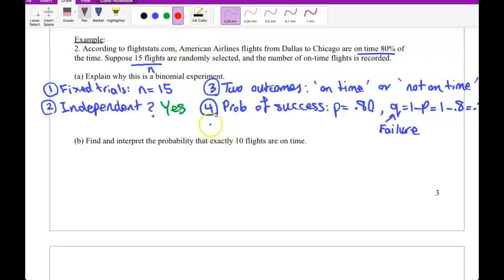Okay, so we pass all these 4 factors. What that means, based on what we have here, is that we already know this is binomial. I don't need to write "yes, binomial" because it's not asking us, but I'm writing it. So this was the reason why we have binomial.